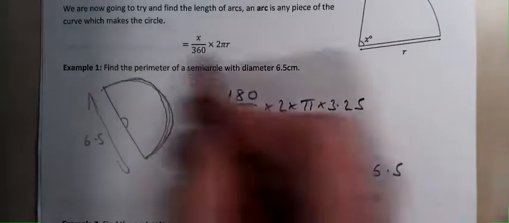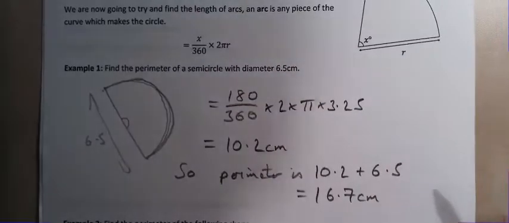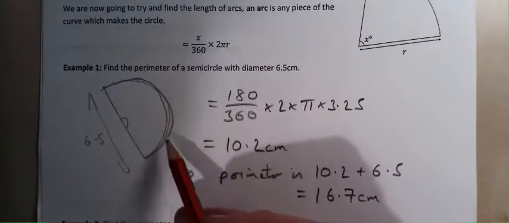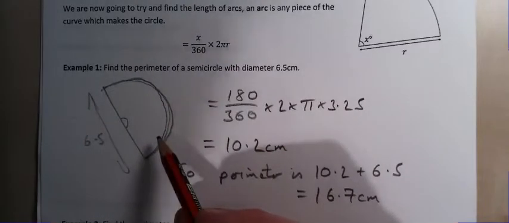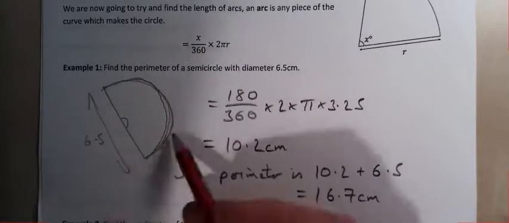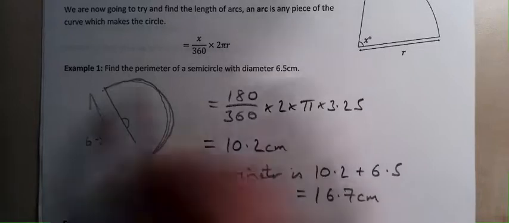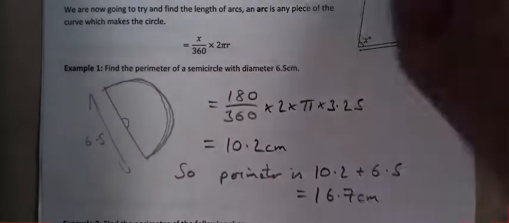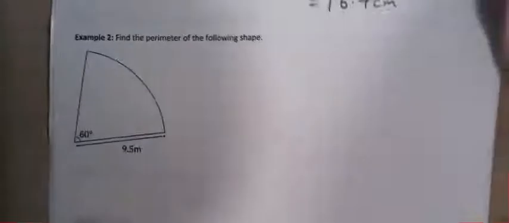Sometimes I wouldn't use this formula, and I would just try and use my common sense. What I would do is pretend it's a whole circle and find the whole thing, because we could just use pi d or 2 pi r, find the whole distance around it, and then divide that by 2. The whole distance around it would be 20.4. Divide by 2 then gives us our 10.2.